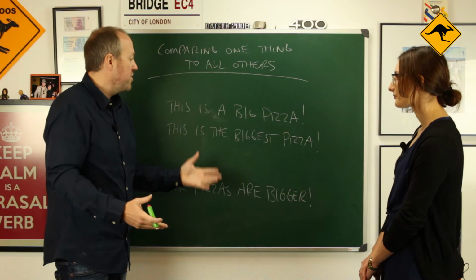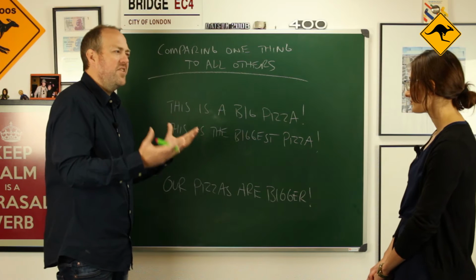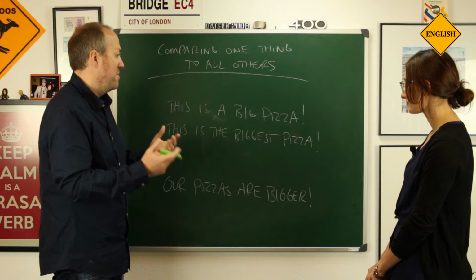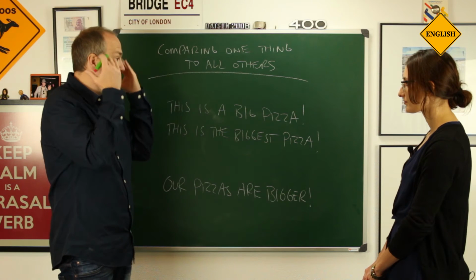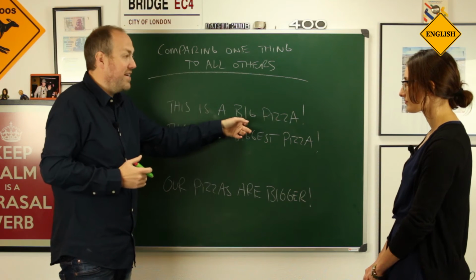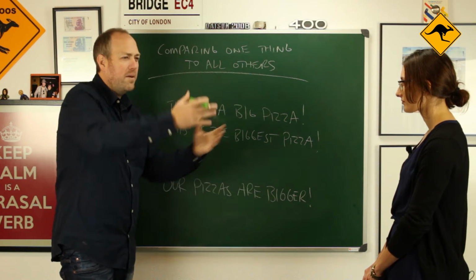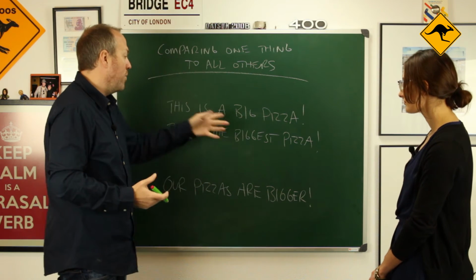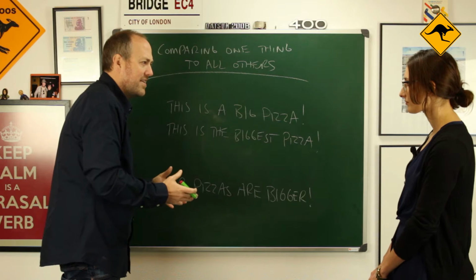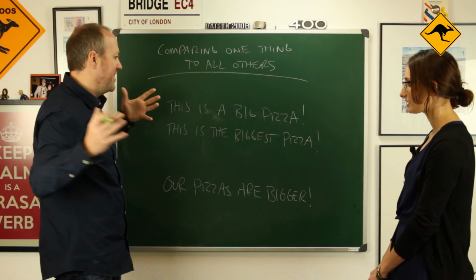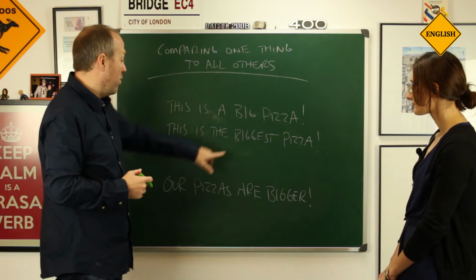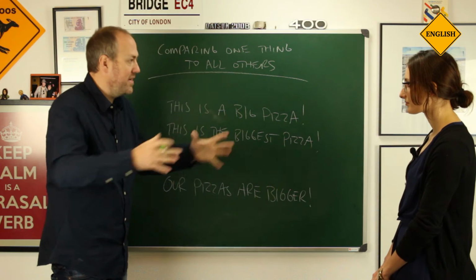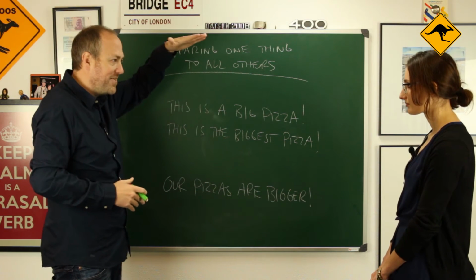So why is this a comparison? Because here there's no comparison, but really subconsciously it's big. We think it's big because we are comparing it to all the pizzas we have seen in our life. But we're not comparing it to a specific pizza. It's the category of pizza. Or using the superlative form, I can say that this is the biggest, the top of the category.